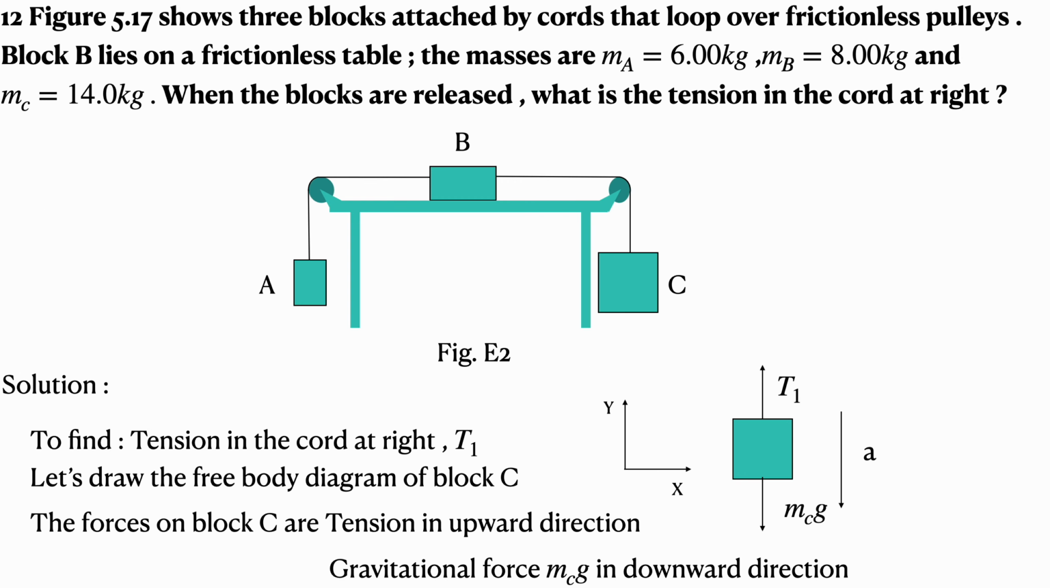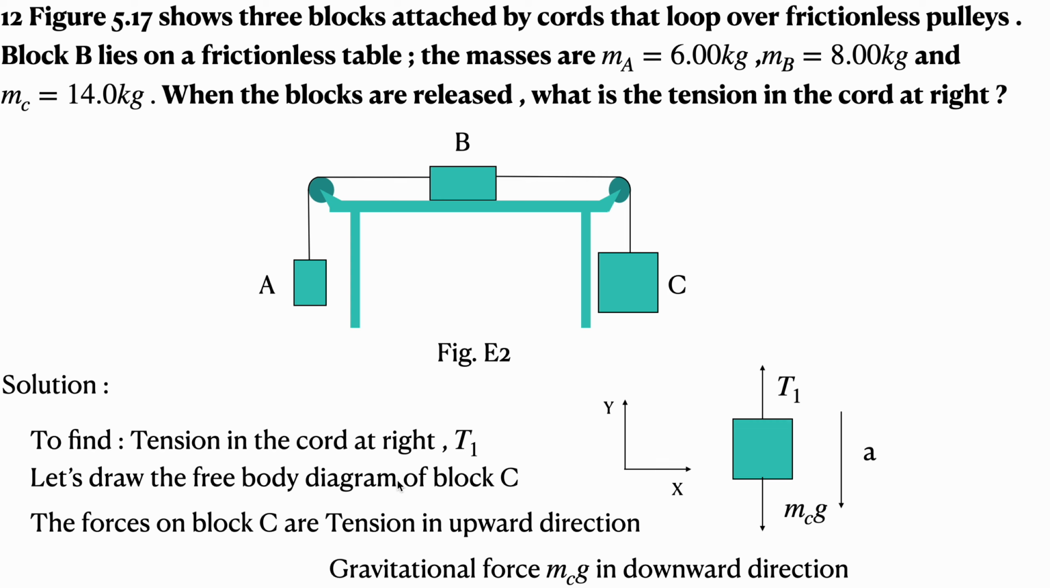Figure 5.17 shows three blocks attached by cords that loop over frictionless pulleys. Block B lies on a frictionless table. The masses are MA equals 6.00 kg, MB equals 8.00 kg, and MC equals 14.0 kg. When the blocks are released, what is the tension in the cord at right? In this question, we need to obtain the tension in the cord connecting block B and block C.